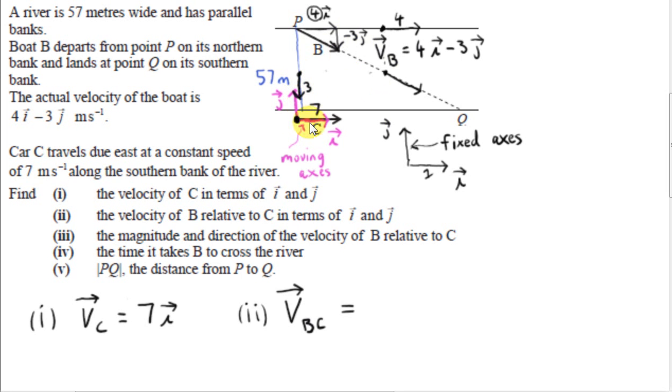The car's velocity is entirely in the I direction. It has no J component. So as far as a person moving in the car is concerned, the vertical component of the boat's velocity doesn't change. Anyway, let's get back to just using the formula. We saw in the previous video that if we want the velocity of the boat relative to the car, we get the velocity of the boat, VB, and subtract the velocity of the car.